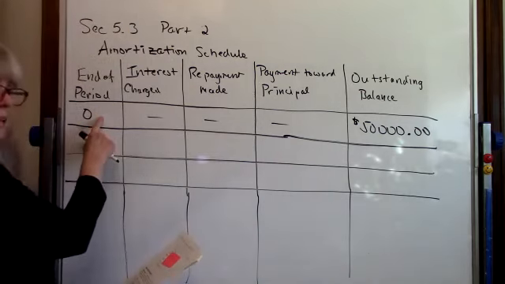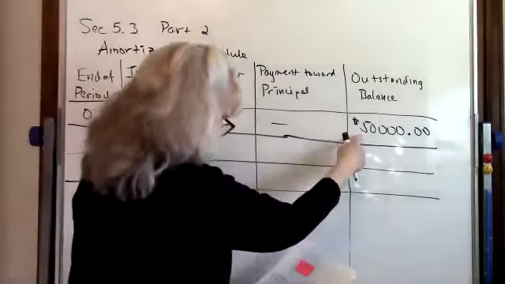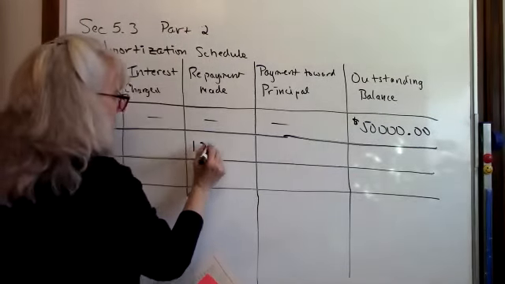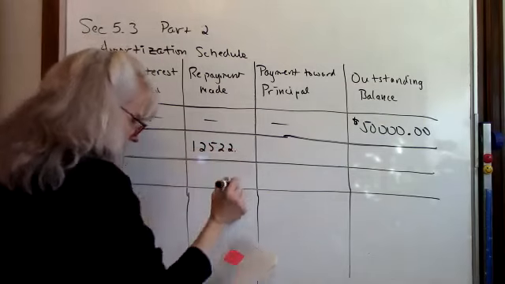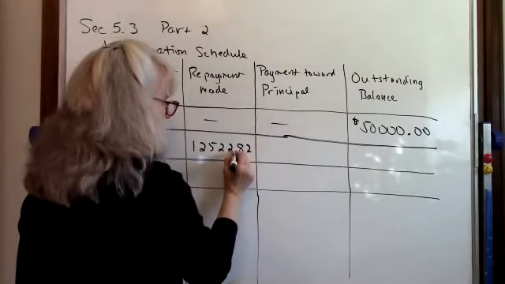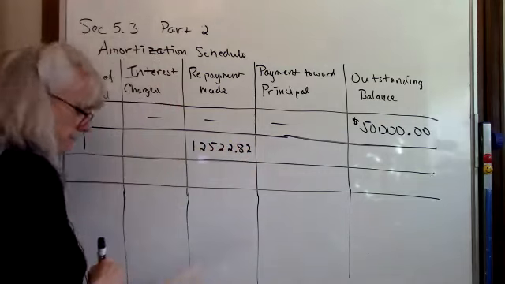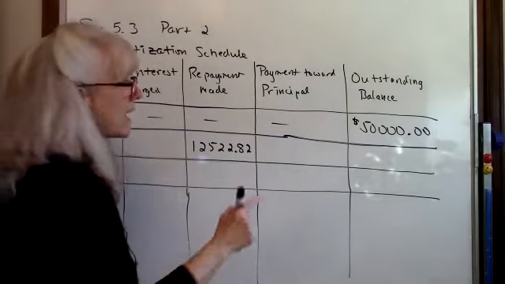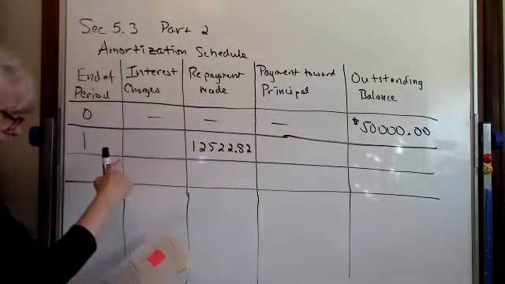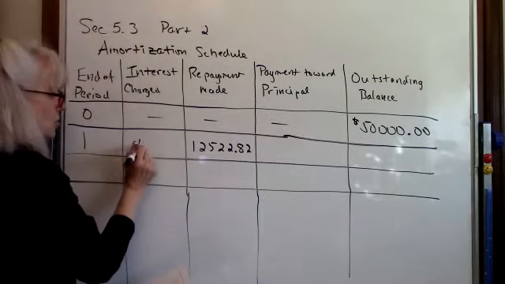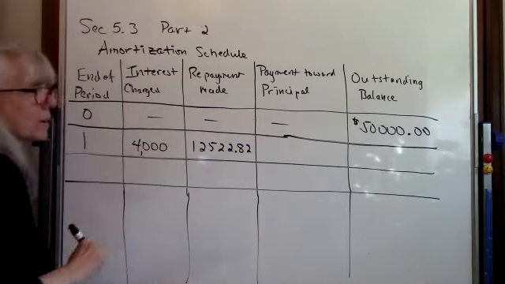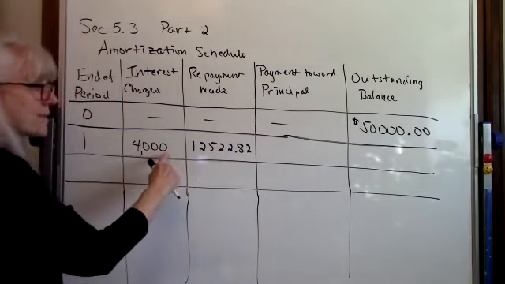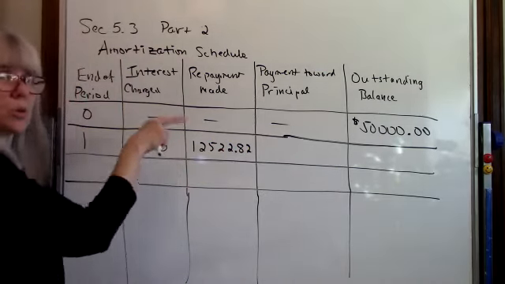So at the beginning of the loan, we owe $50,000. At the end of the first period, we're going to pay that $12,522.82 that we just calculated. That's how much we're going to pay. But because we're paying 8% in interest, 8% times 50,000 is going to be right here, and that's the interest charge. So that first year, they're charging me $4,000 in interest. So I may be paying back $12,000, but only $4,000 is going towards my interest.